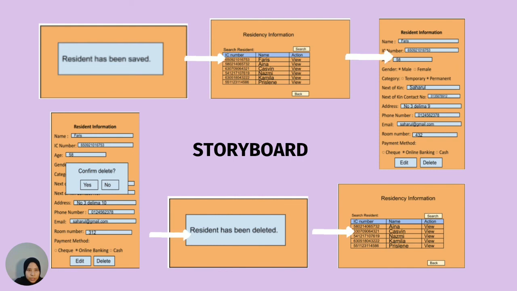So the next one is for delete. Admin or staff click view and the system will display resident information, and admin or staff click delete. A confirmation message appears. Admin or staff click yes and the resident has been deleted. If admin or staff click no, it will go straight to the residency information. After admin or staff click yes, it will display "Resident has been deleted" and the deleted resident will not appear in the residency information.